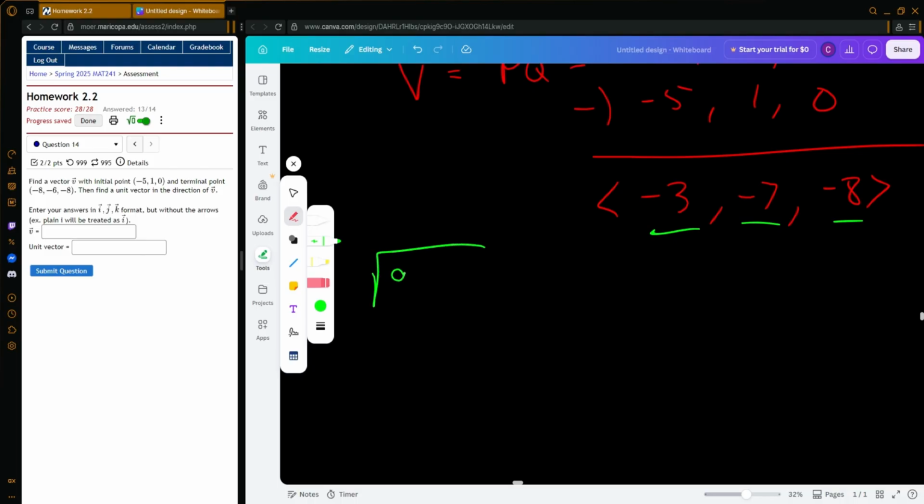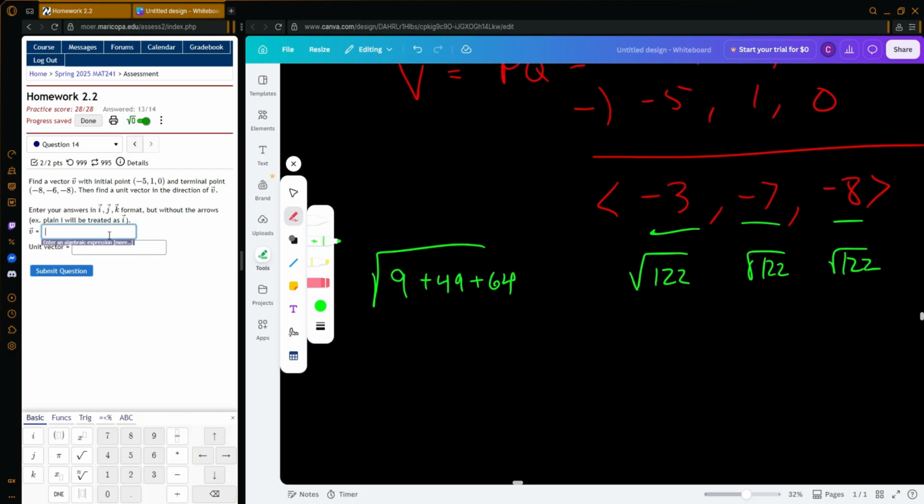So the magnitude is going to be 9 plus 49 plus 64. I'm just going to not do that one in my head. 64 plus 49 plus 9 is 122. So we're going to divide all these by the square root of 122. So that's the unit vector. So it's going to go negative 3 over square root of 122 i, this is negative 7, this is negative 8.